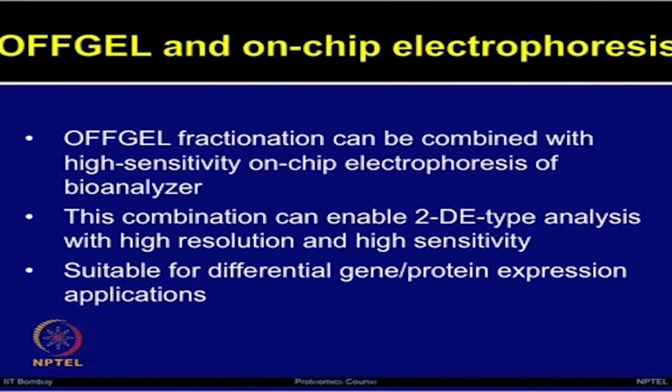So, off-gel and on-chip electrophoresis methods can be a substitute for the gel based protein separation in the isoelectric point and the molecular weight. Now, the off-gel fractionation can be combined with the highly sensitive on-chip electrophoresis bioanalyzer, which enables two-dimensional electrophoresis type of analysis with very high resolution and high sensitivity. This method is very suitable for studying differential protein expression for different applications. So, similar applications which one can do with two-dimensional electrophoresis can also be performed by applying these two methods together, the off-gel and on-chip electrophoresis.